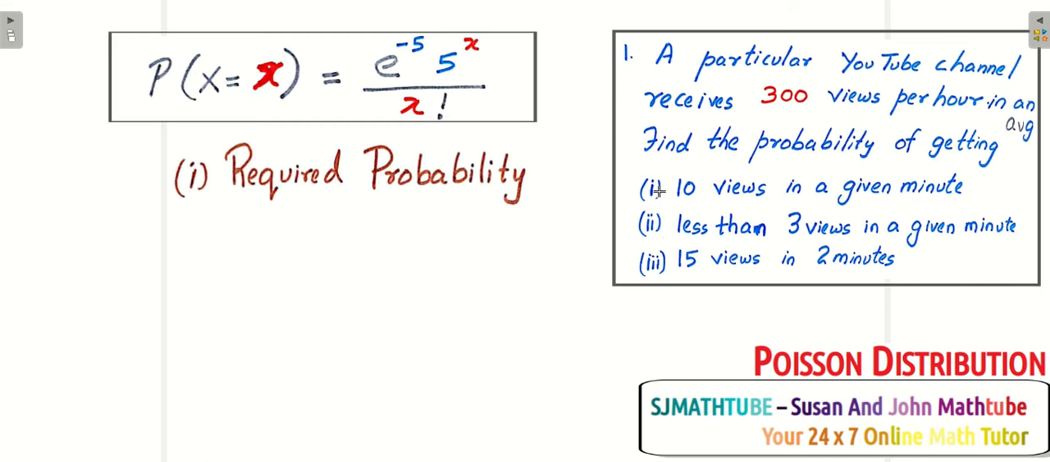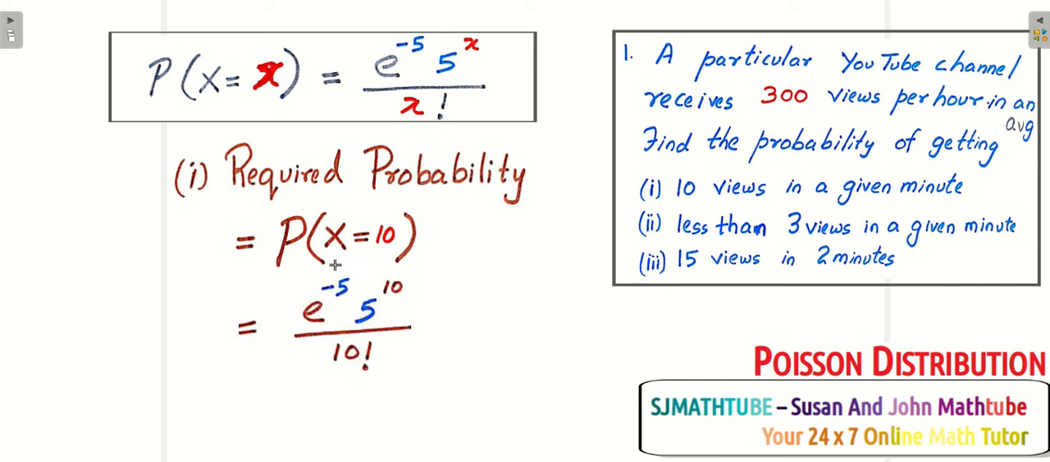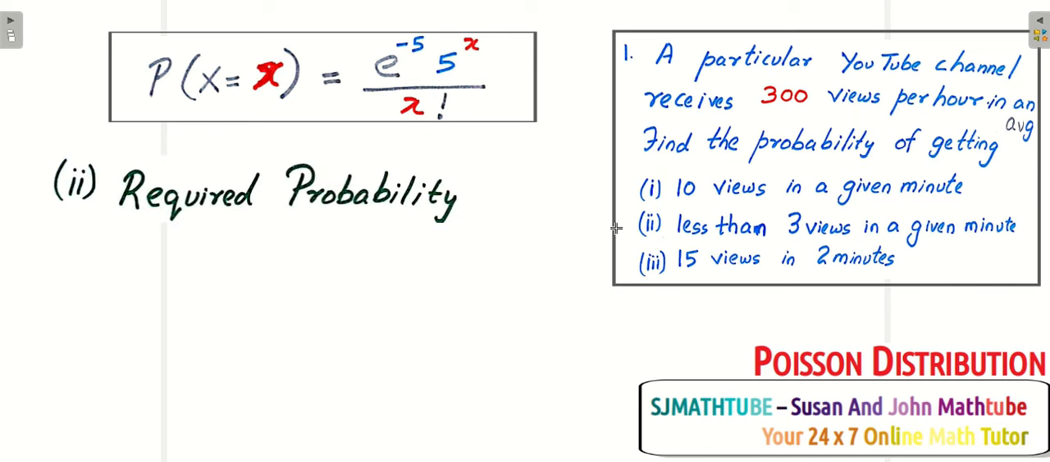So read the first question. What is the probability of getting 10 views? So we are expecting 10 successes in a given minute. We already converted this average into minutes, so now you don't have to worry about this part. So the required probability is the number of views is equal to 10. Look at this. We define capital X to be associated with the number of views, and that will be, you just plug in 10 here and use a calculator.